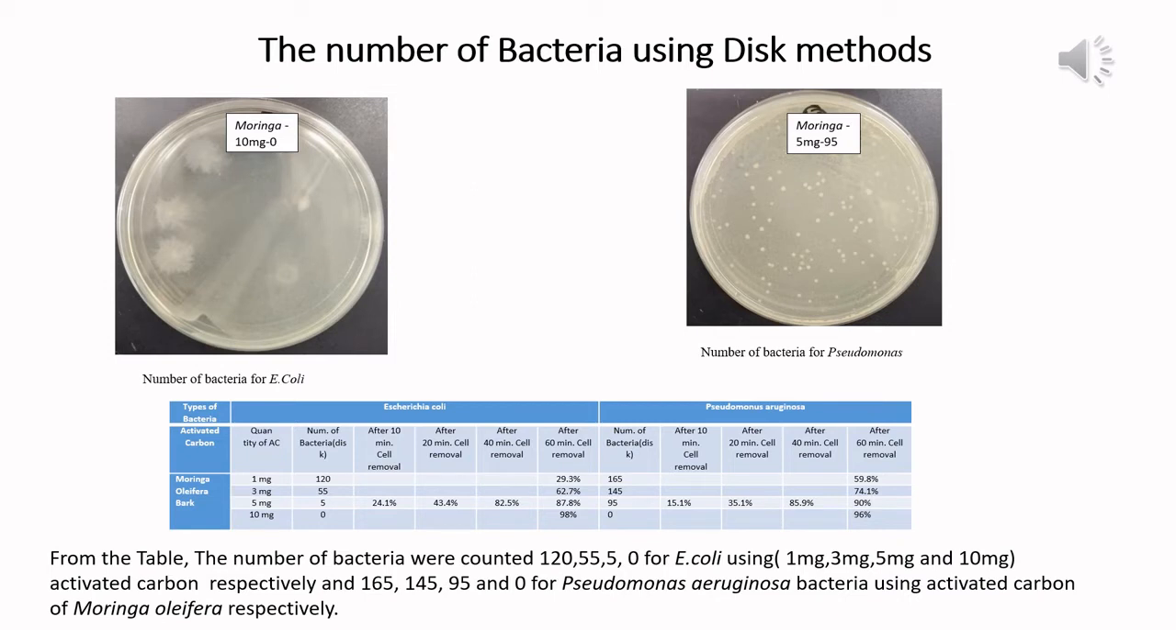From the table, the number of bacteria counted were 120, 55, 5, and 0 for E. coli using 1 milligram, 3 milligram, 5 milligram, and 10 milligram activated carbon respectively, and 165, 145, 95, and 0 for Pseudomonas aeruginosa bacteria using activated carbon of Moringa oleifera respectively.